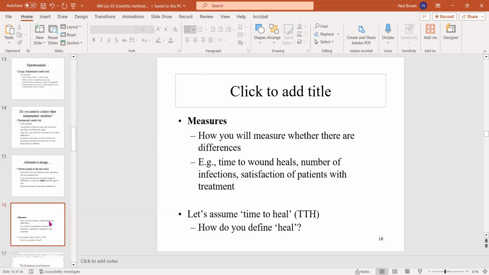So then when you get to the measuring part, how do you figure it out? Well, we decided upon time to heal. How would I know that that's a good measure? I mean, you could have used something else like, I don't know, the amount of liquid coming out of the cut or something like this. How would I know this? How would I know what to use?